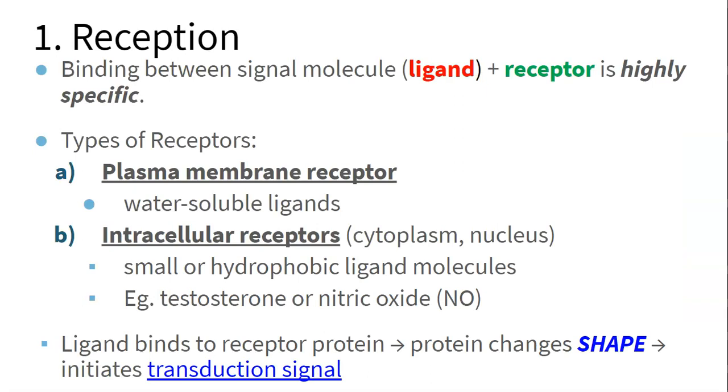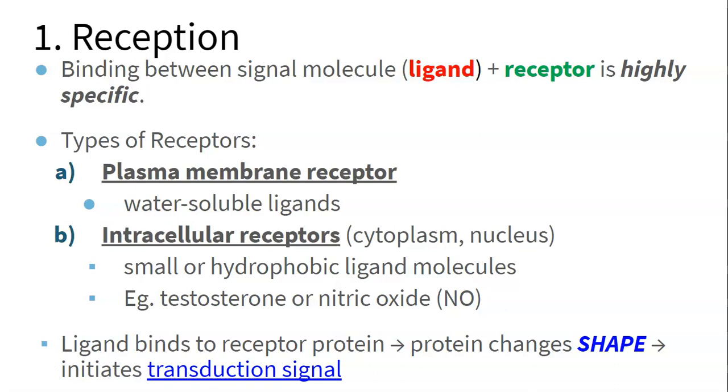So here's kind of rehashing that reception part. A ligand binds to a receptor. As I mentioned, it's highly, highly specific. And it can either be a plasma membrane receptor, like in the picture previously, or it's possible that it's an intracellular receptor, meaning that there are molecules inside the cytoplasm or the nucleus that can act as a receptor.